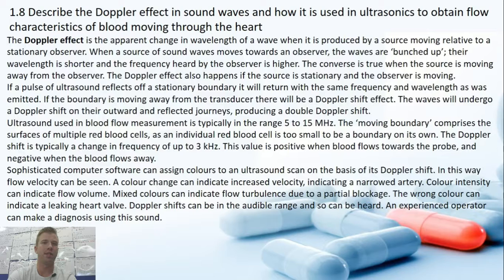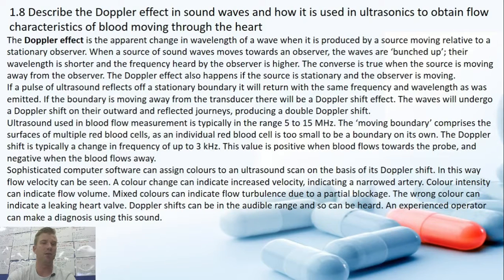When a source of a sound wave moves towards the observer, the waves are compressed, the wavelengths are shorter, and the frequency heard by the observer is higher. The converse is true when the source is moving away from the observer: the sound waves are spread across, the wavelength is longer, and the frequency heard by the observer is lower. The Doppler effect also happens if the source is stationary and the observer is moving.